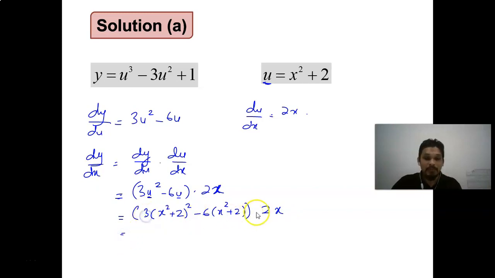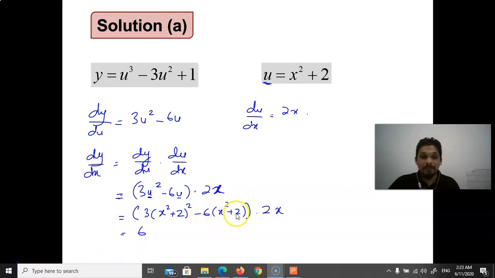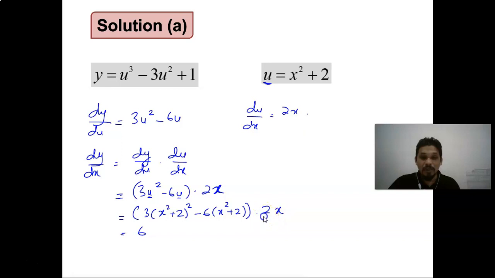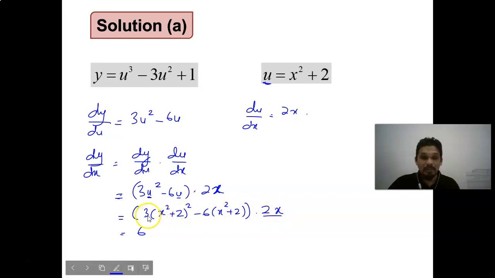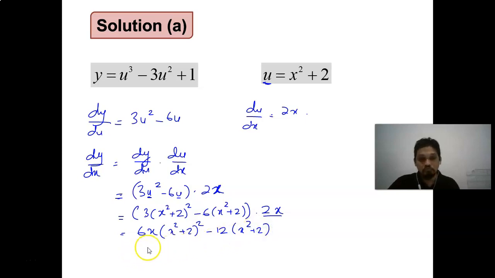Okay, so I'm going to multiply 2x with every single term that we have. 2x times 3 equals 6x, and here is (x squared plus 2) squared, and minus 12x times (x squared plus 2). Okay, that's it.